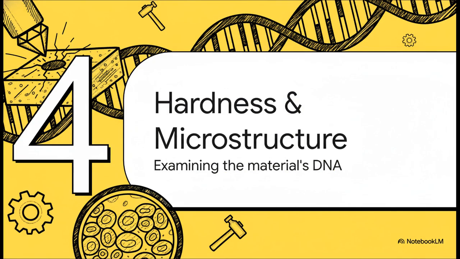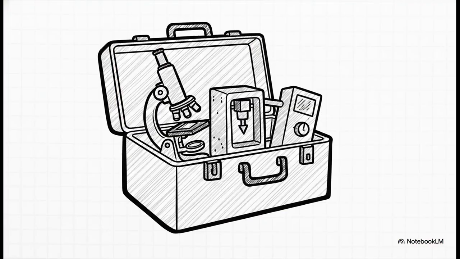Okay, so we've looked at the surface and the stresses just below it. Now we're going to examine the material's fundamental DNA, its hardness, and its microstructure. This tells us how the manufacturing process physically changed the material itself. And to do this, engineers have a whole toolkit of investigative instruments. Each one gives them a different clue about the story of what happened to that material during manufacturing. It's like a little detective kit.